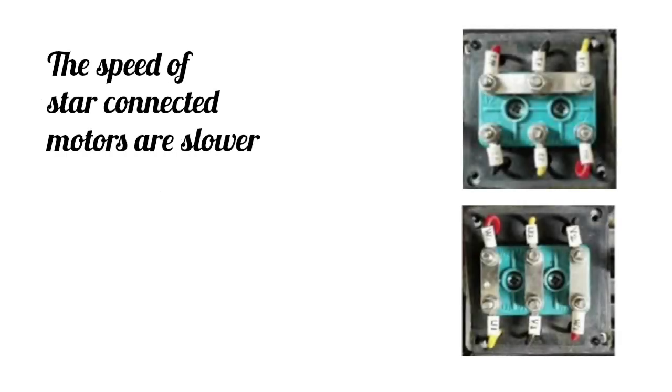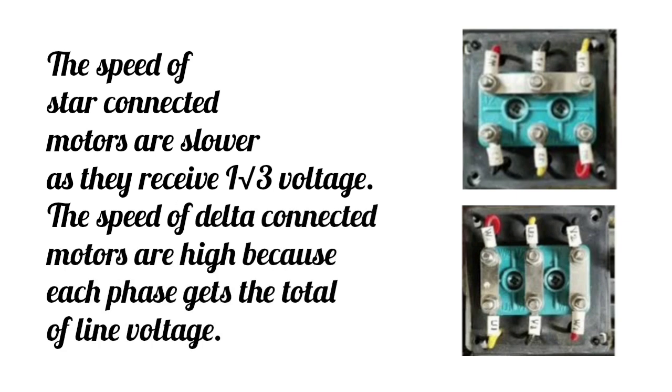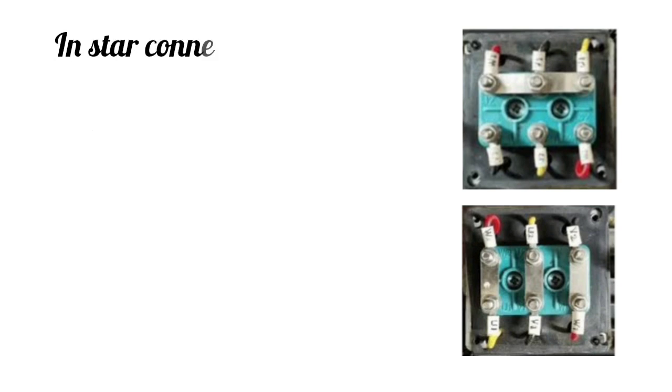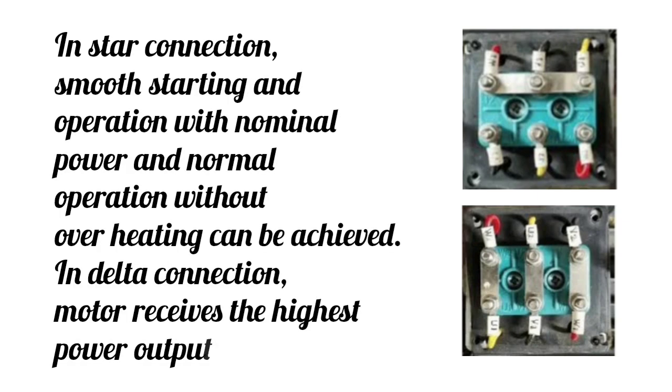The speed of star-connected motors is slower as they receive 1/√3 of the voltage. The speed of delta-connected motors is higher because each phase gets the total line voltage. In star connection, smooth starting and operation with nominal power and normal operation without overheating can be achieved. In delta connection, the motor receives the highest power output.